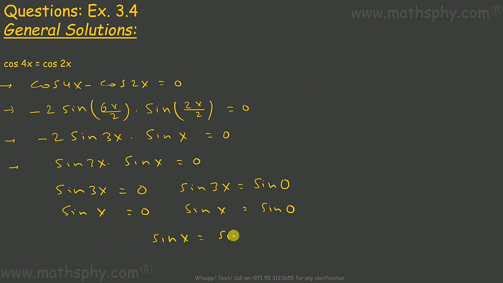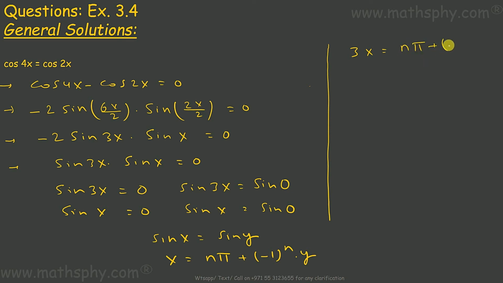Sin x equals sin y, where x equals n pi plus negative 1 raised to n into y. Now let's take up this one. 3x equals n pi plus negative 1 raised to n into 0. Here y is 0, so this can be completely cancelled. 3x equals n pi. So x will be n pi over 3.